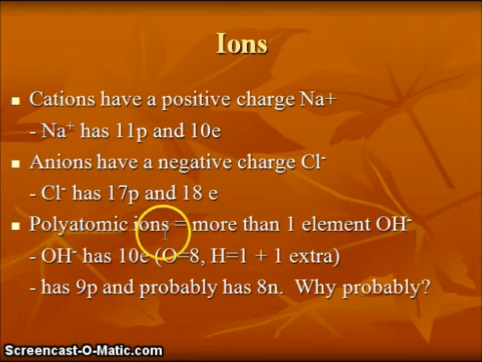Polyatomic ions are ions built out of more than 1 atom being bonded together, and as an overall particle they have a charge. For example, the hydroxide ion is made of 1 atom of oxygen bonded to 1 atom of hydrogen. It would have a total of 10 electrons. It also has 9 protons, and it probably has 8 neutrons because the average oxygen atom has 8 neutrons. The average hydrogen atom does not have any neutrons.